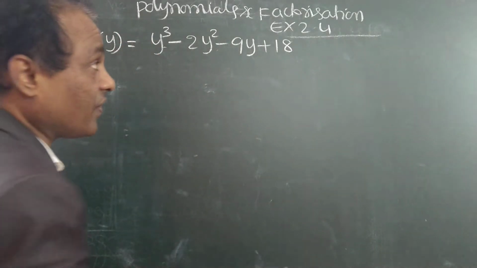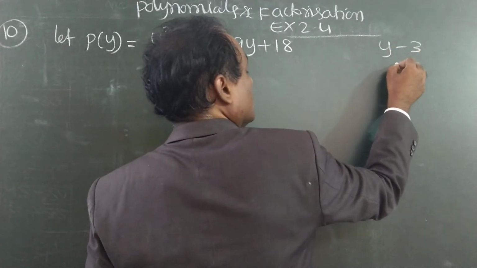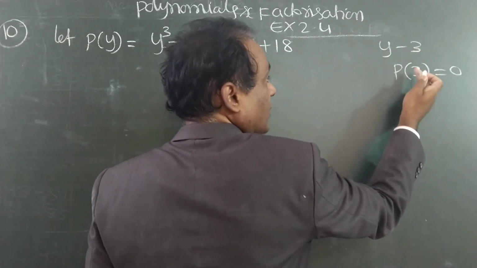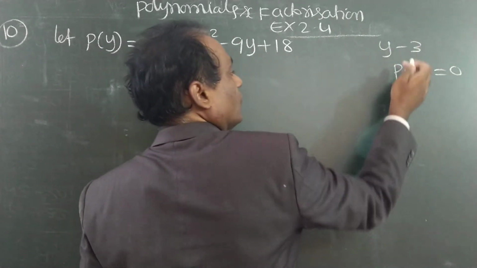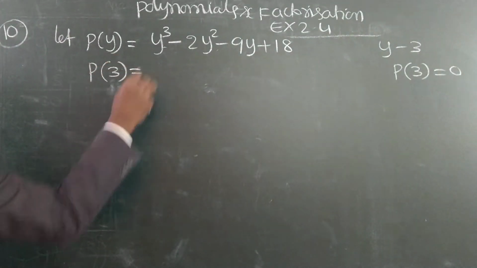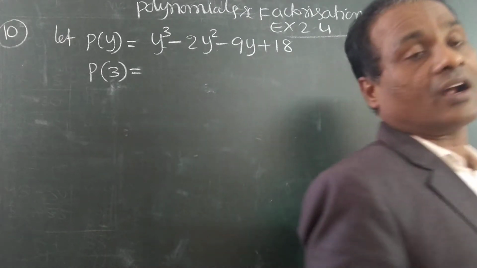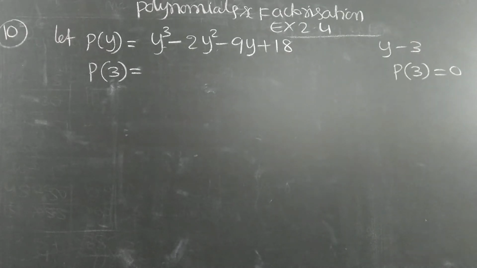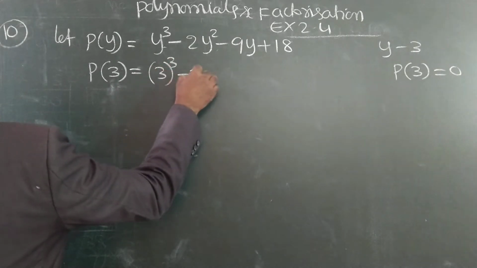Y minus 3 is a factor means, as per the factor theorem, P of 3 should be 0. If P of 3 is 0, then y is equal to 3, y minus 3 will be a factor. So find P of 3. See whether it is 0 or not. If it is 0, then y minus 3 is a factor. The first part is over. So find P of 3, all of you.